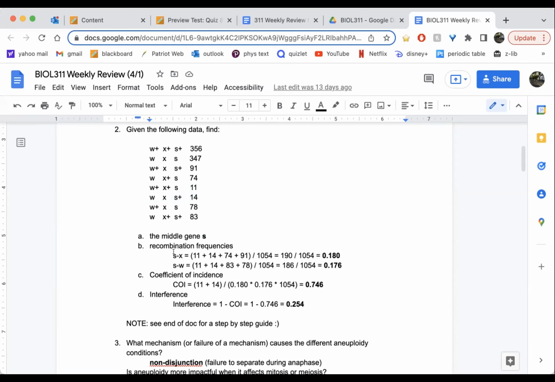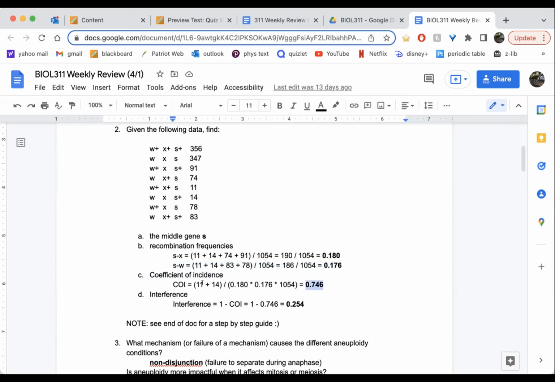And then for recombination frequencies, you have to find it between your middle gene and one of the other two genes, and the middle gene and the other gene. So we did SX and SW because S was the middle, and then we have to compare it to X and compare it to W. For SX, you find which of your progeny have different S's and X's from your parents, and then divide it by the total, and that'll give you that recombination frequency. And you do the same thing for SW.